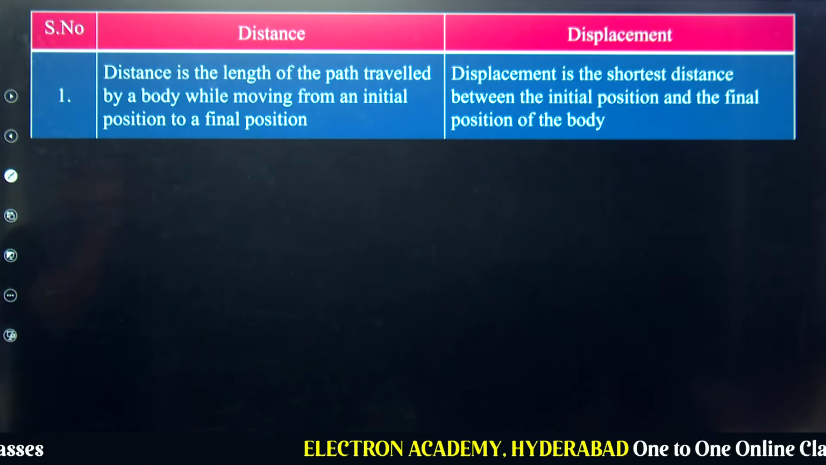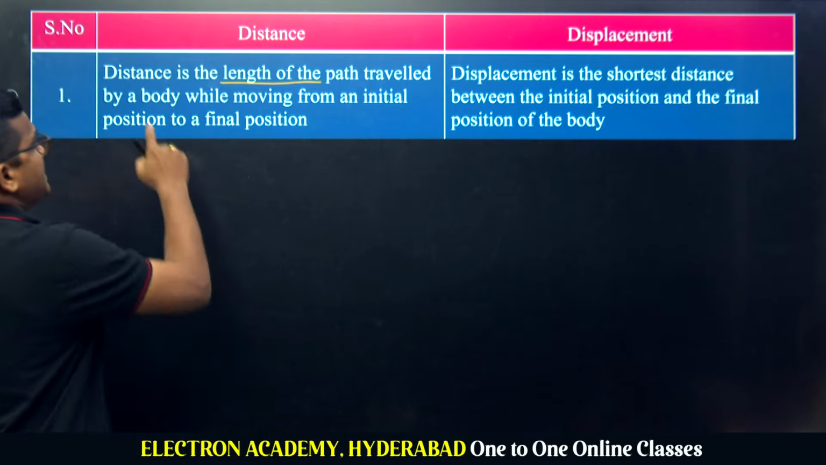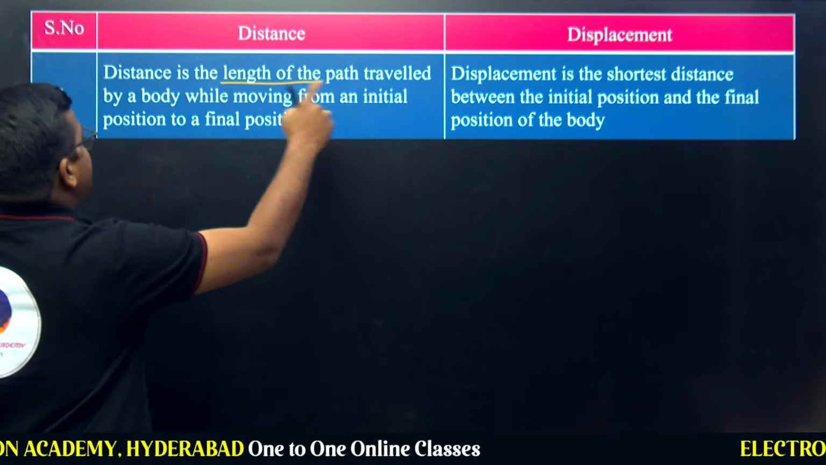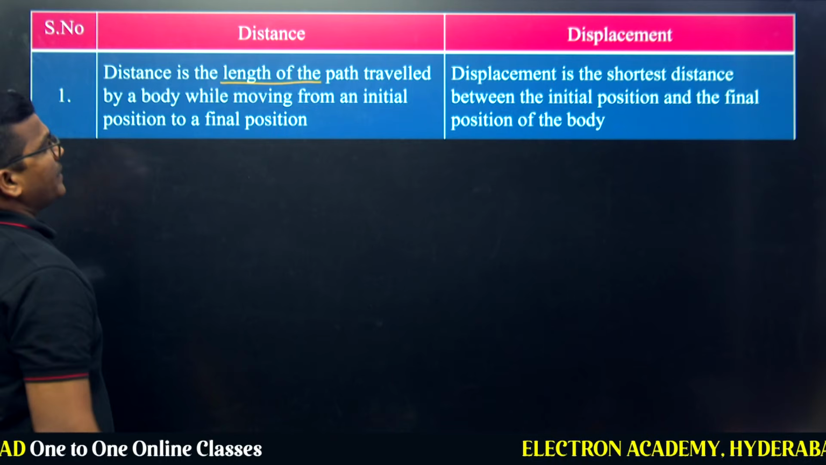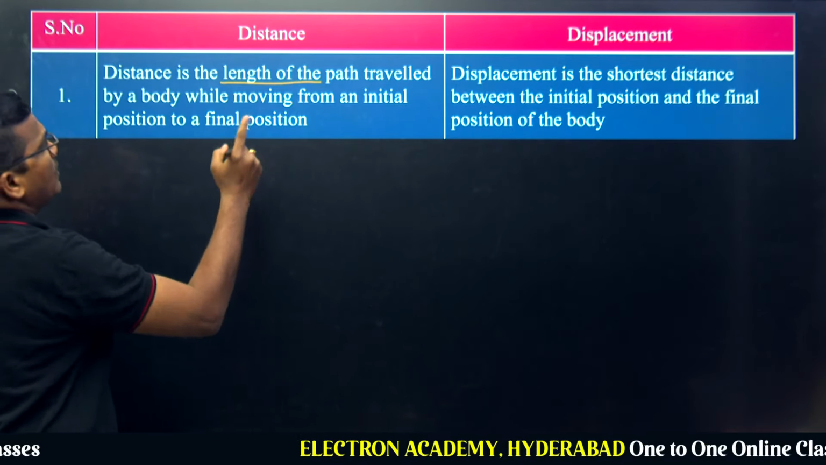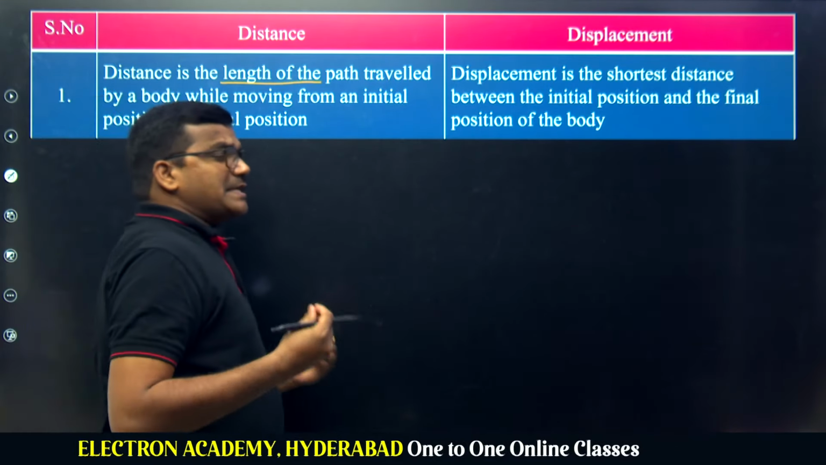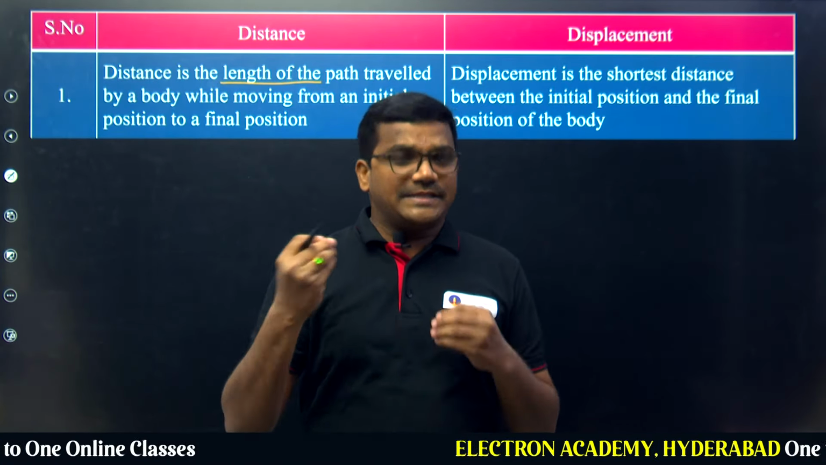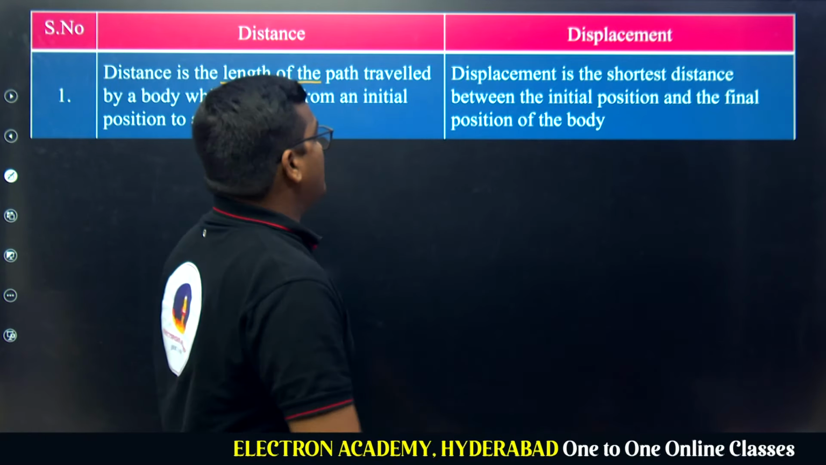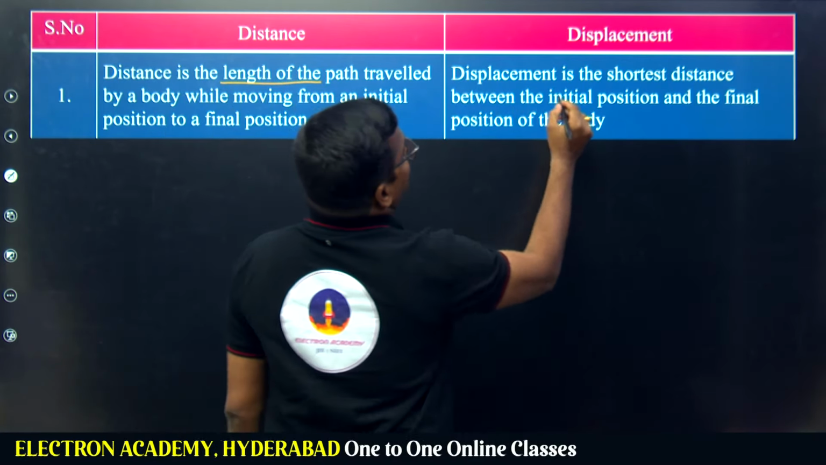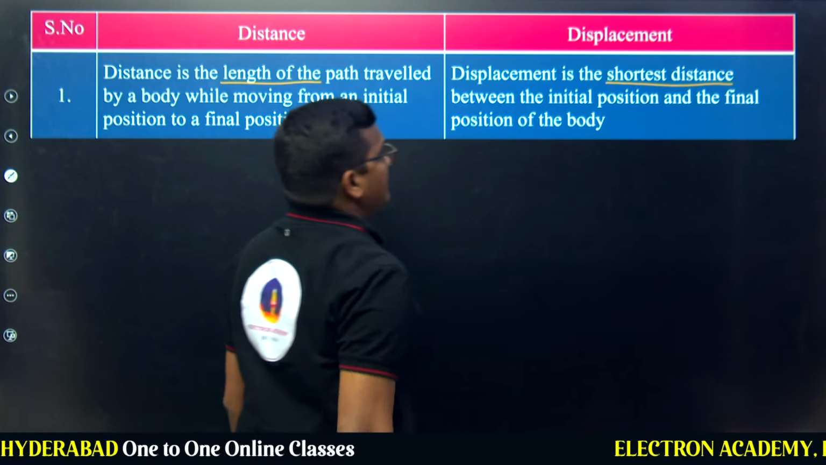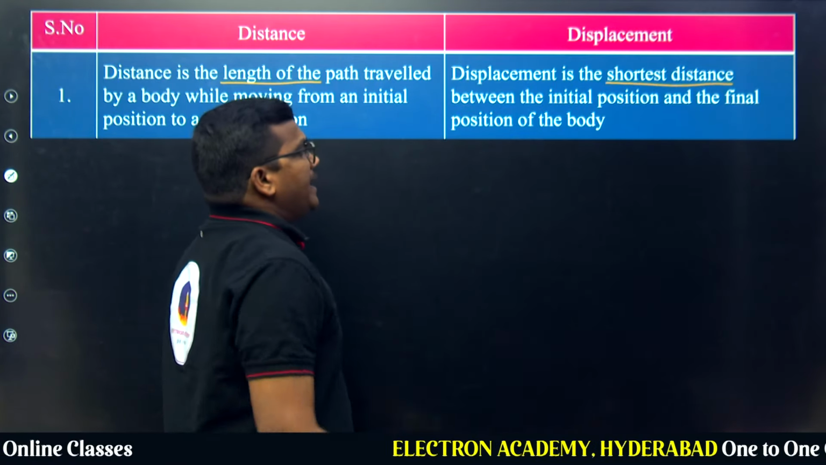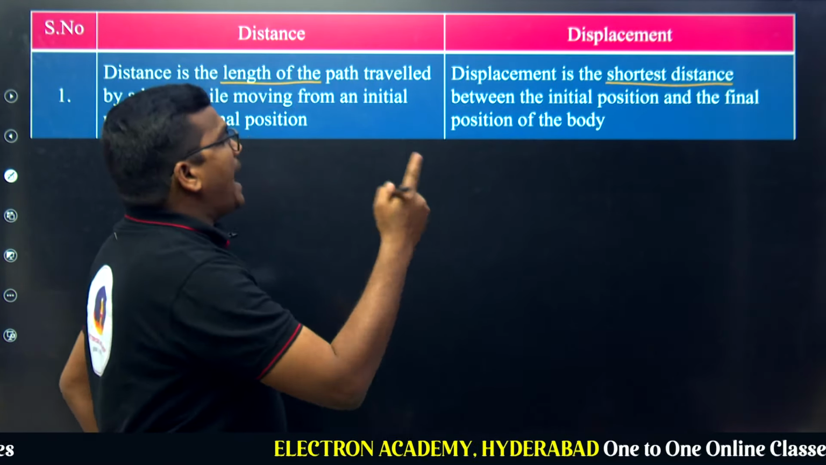First, distance. What is distance? Distance is the length of the path traveled by a body while moving from an initial position to final position, right? So distance is nothing but the length followed by the bus. That is called distance. Next, displacement. What is displacement? Displacement is the shortest distance between initial position and final position of the body.